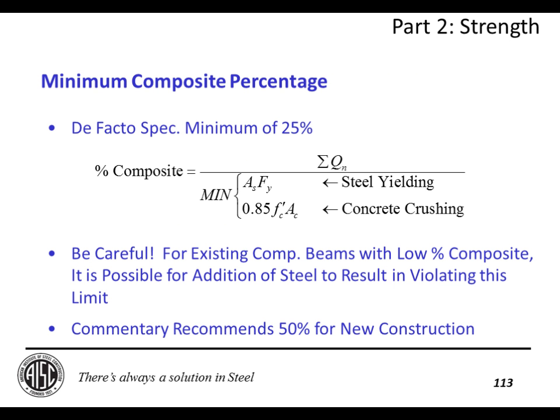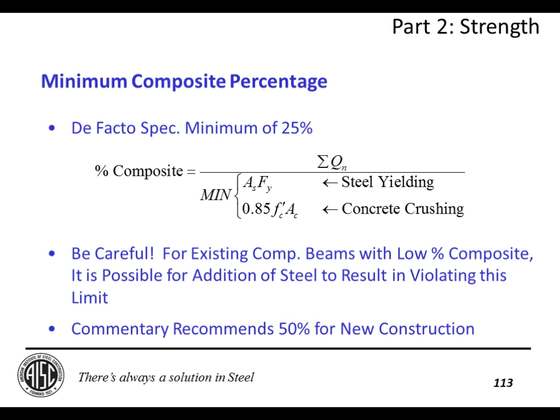Okay, let's talk about minimum composite percentage. The de facto minimum in the current specification is 25%. There is no actual minimum stated, but that's the minimum that's given in the manual charts, and it's discussed in the commentary. And percent composite is just the sum of QN over your minimum of steel yielding or concrete crushing.